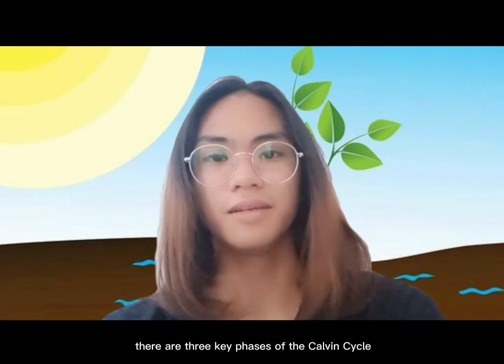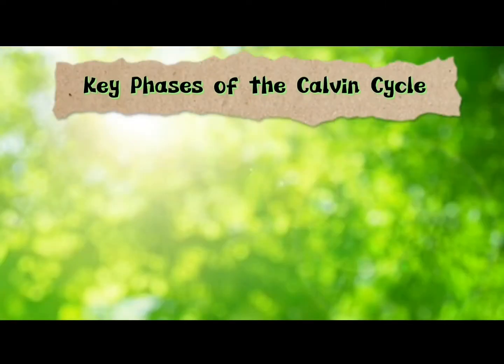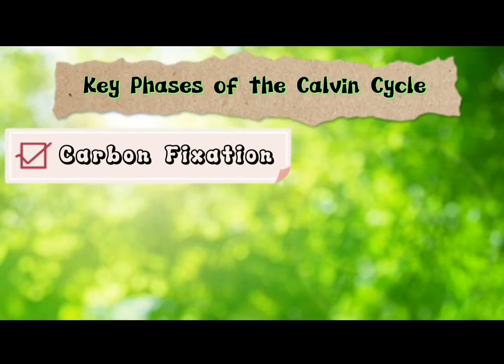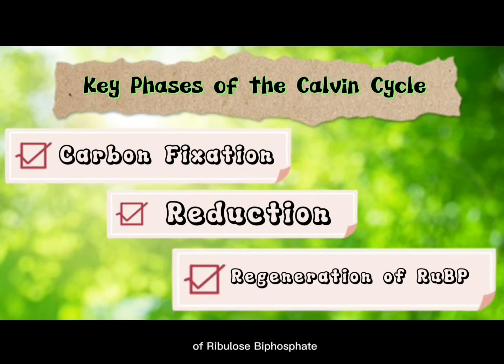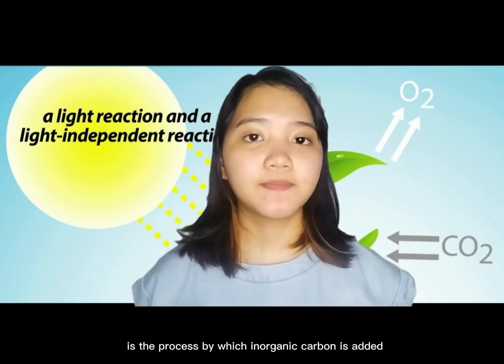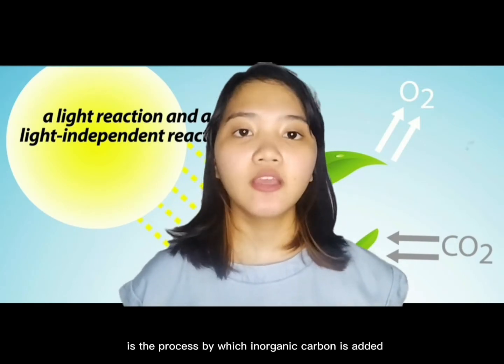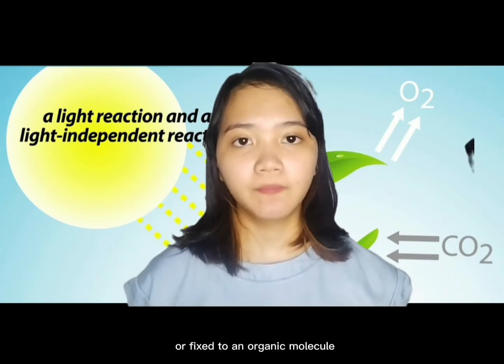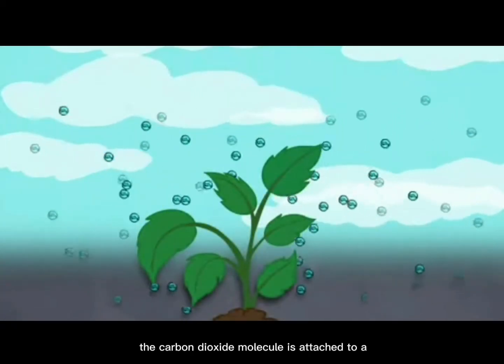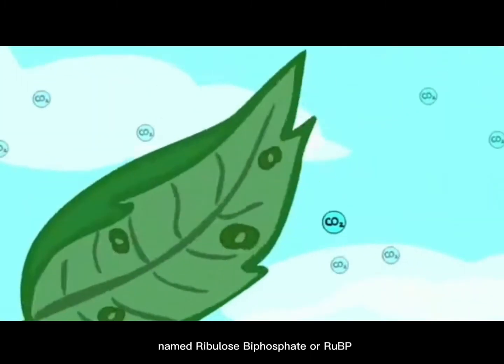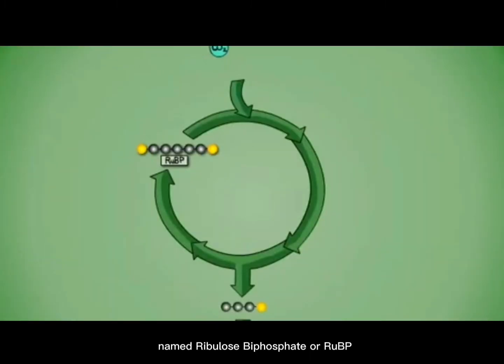Now let's talk about the processes of the Calvin cycle. There are 3 key phases in the Calvin cycle. The first one is carbon fixation, the second is reduction, and the third one is the regeneration of ribulose diphosphate. Carbon fixation is the process by which inorganic carbon is added or fixed to an organic molecule, hence the name.